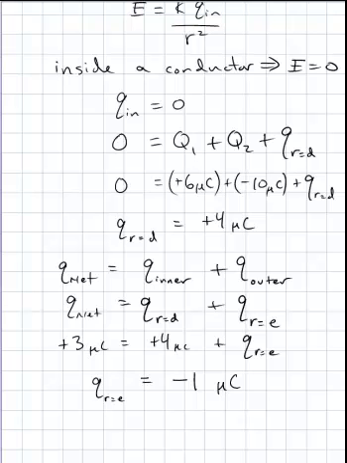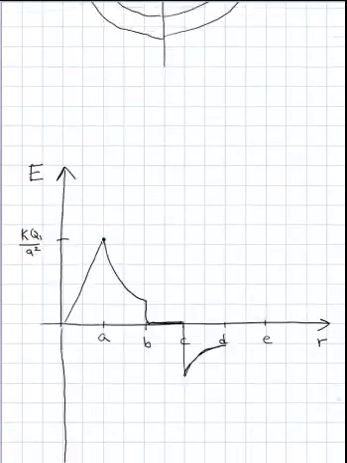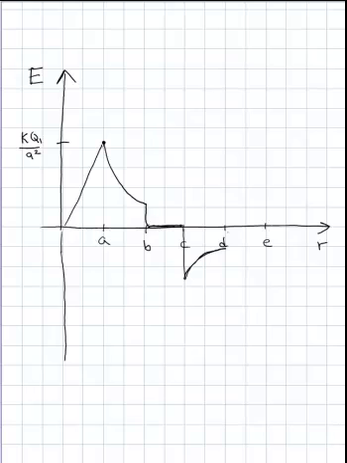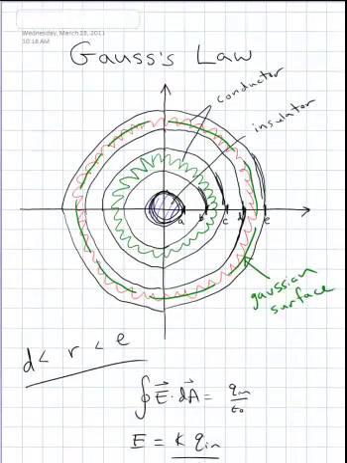So real quickly, I'm going to jump down. I've got the charges, I've got the electric field, but I forgot to plot the electric field. So here we are between D and E. I'm going to go ahead and just draw it in there. It's 0. And then let's see if we can squeeze in the last case when we're outside of the whole thing for R greater than E.